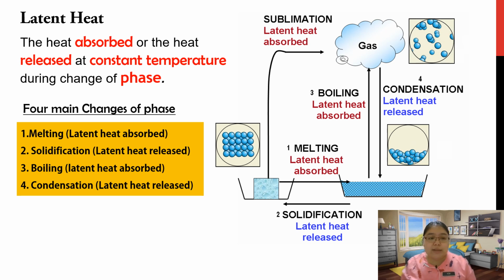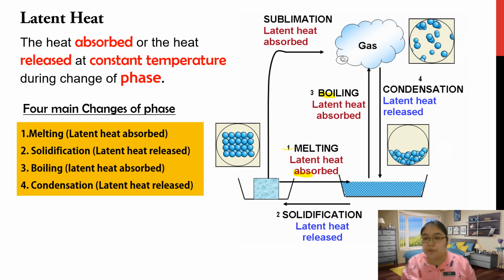Okay, now we're going to see the four main phases here. The first one is melting, then followed by solidification, boiling, and also condensation. Let's see the diagram here. The first one is melting. Melting is the situation when the solid becomes liquid. For this situation, the latent heat will be absorbed. Another situation where the latent heat is also absorbed is boiling. Boiling is when the liquid becomes gas.